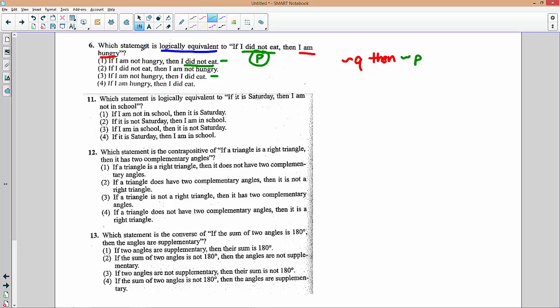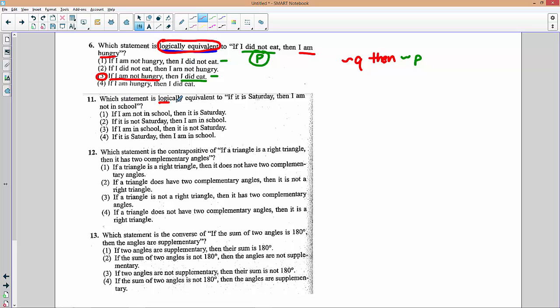Oh no, sorry, hit the wrong one. I did eat. Then I did eat. Okay, so there's my not P right there. And here is my not Q, right? My not Q. So that is it. That's my contrapositive. Remember, logically equivalent is contrapositive.